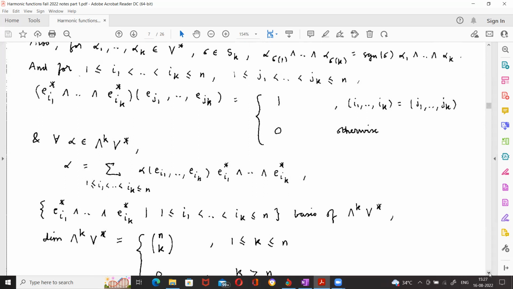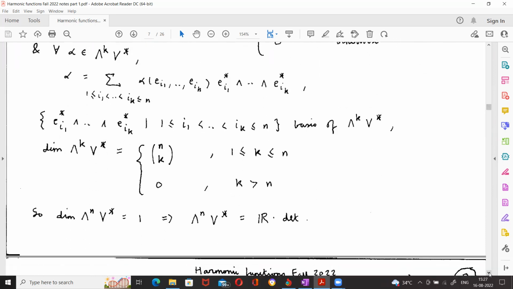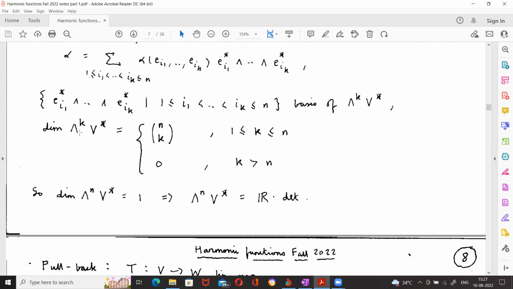Okay. So this tells me, therefore, what is the dimension of wedge k V star? It's just n choose k, because I have to choose k numbers between 1 and n. That is the cardinality of this basis. It's just n choose k. Is this clear? Yes, sir.